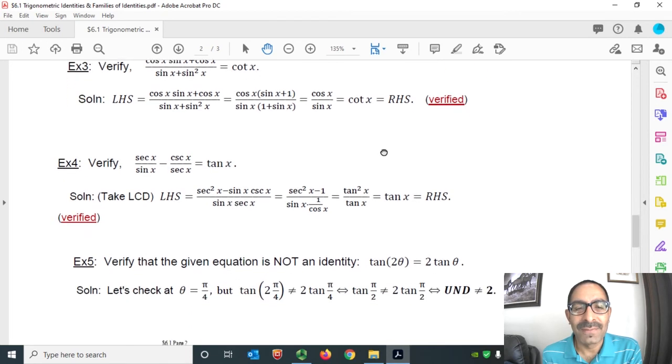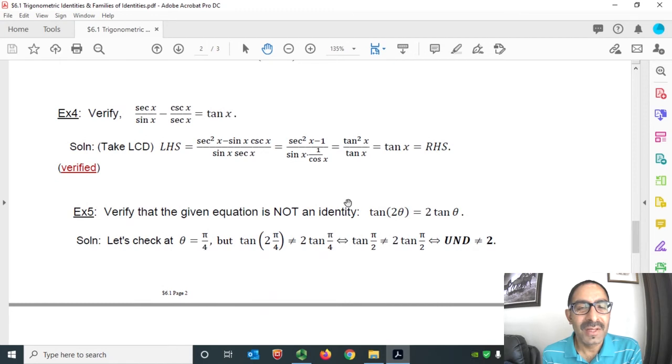Let's do example 4. Verify the given trig identity: secant x over sine x minus cosecant x over secant x equals tan x. Let's begin the solutions. So here on the left hand side we have two fractions. We need to subtract the two fractions. So the idea is we take the LCD. The LCD turns out to be sine x times secant x.